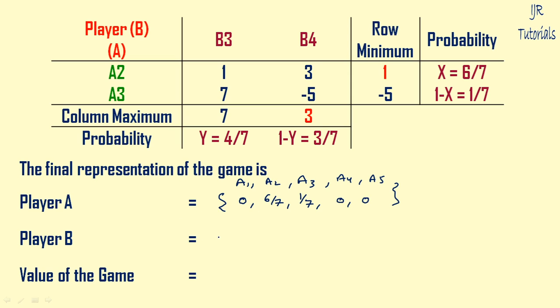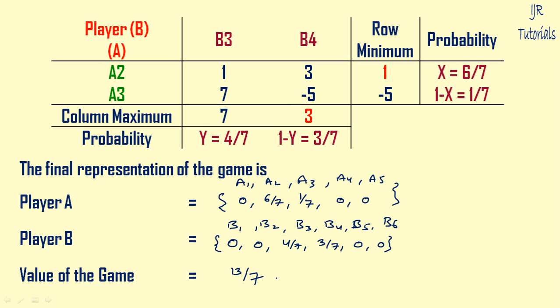And B, how many are there? There are 6 strategies: B1, B2, B3, B4, B5, and the next one is B6. Under this we have only B3 and B4. That means B1 0, B2 0, B3 it is 4 by 7, B4 it is 3 by 7, and B5 it is 0, and B6 it is 0. And the total value of the game is 13 by 7. So this is the way to identify the value of the game by using the arithmetic method. Thank you for watching.